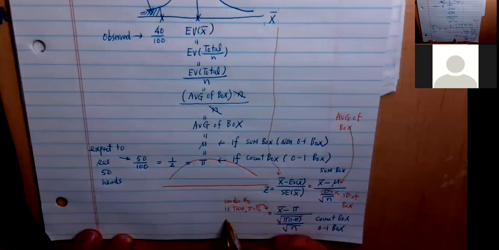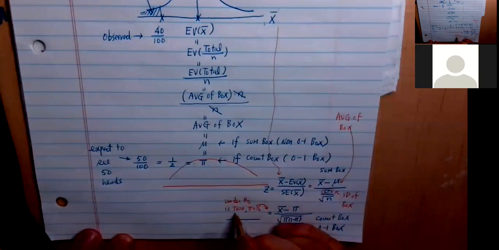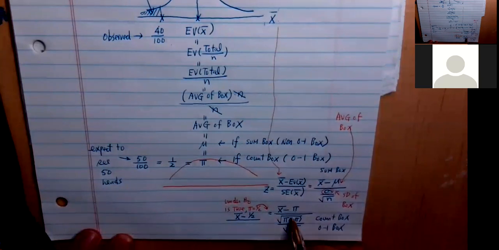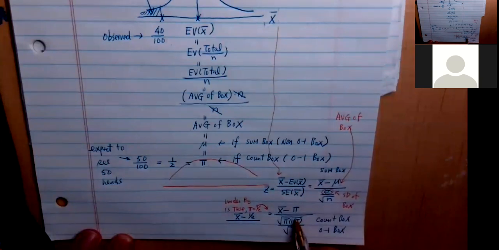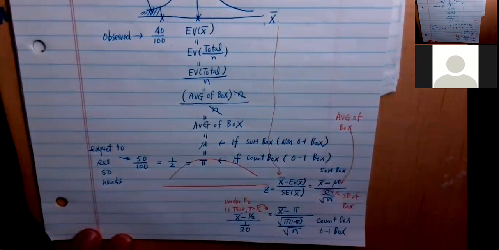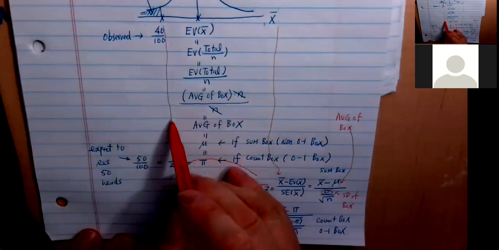100. You're going to simplify this: x bar minus 1/2, and this is 1/2 times 1/2. You take the square root, it's 1/2 divided by 100. 100 takes square root is 10. So 1/2 divided by 10. This is 1 over what? 20. Okay? So let's standardize this number as well.